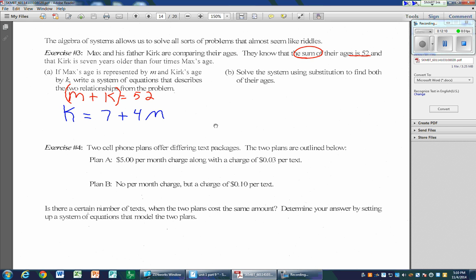What's nice about this is we can solve it using substitution because K is already all by itself. So solve this system. I'm going to grab that equation and it says M. Okay, M is not K. Then it says plus K. Substitution: instead of writing K, we write 7 plus 4M is 52. Solve it. Go for it. I don't know if any of you are done yet.